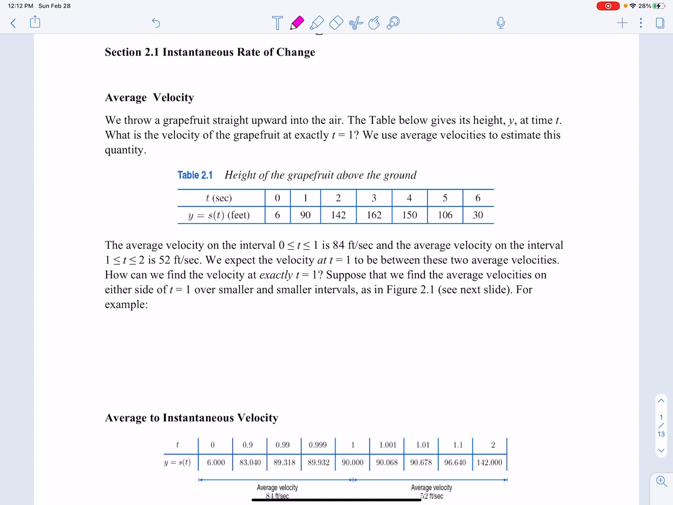So here's a quick example. We throw a grapefruit straight up into the air. The table below gives its height y at time t. What is the velocity of the grapefruit at exactly time equals 1? So we use average velocities to estimate this quantity.